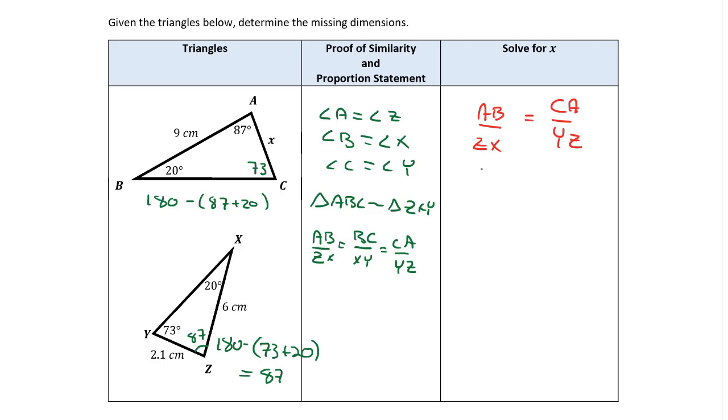Substituting in what we're given, we know that side AB equals 9, and we also know that side ZX equals 6. We're trying to determine side CA, or side AC, which is represented by X, and we're told that the corresponding side, side YZ, is equal to 2.1. Now, with a little cross multiplying, we get 2.1 times 9 divided by 6 is going to equal X. Getting our calculators out, we can determine that the value of X is going to be 6.3 centimeters.